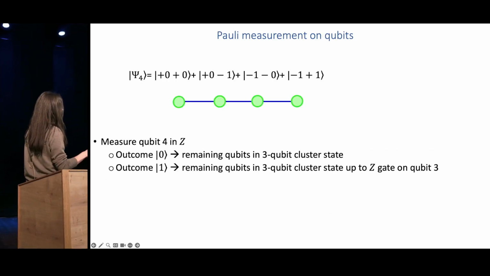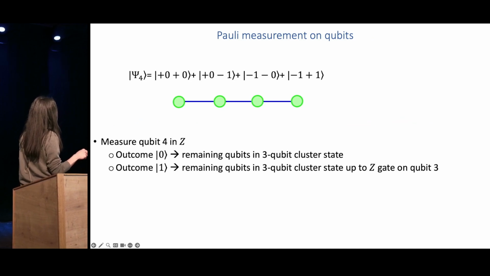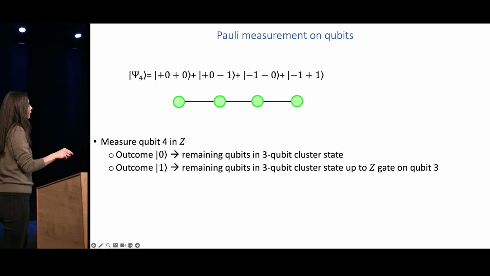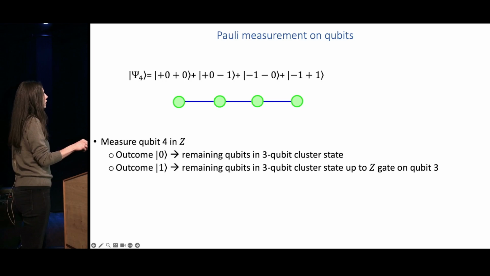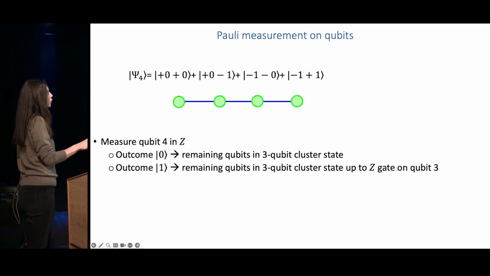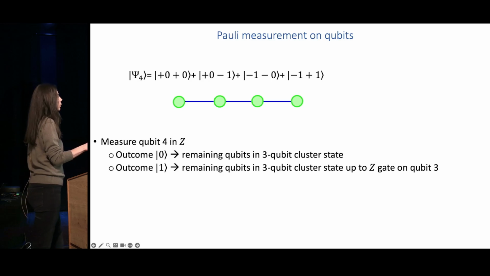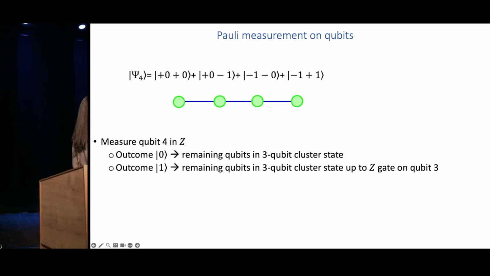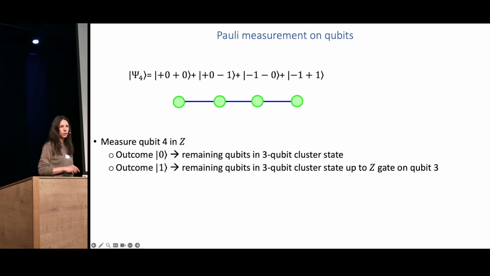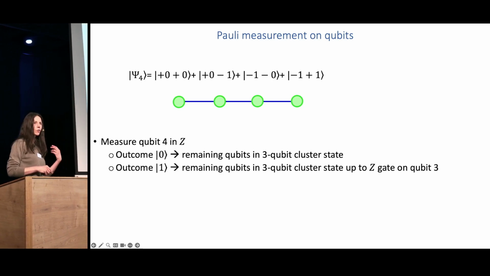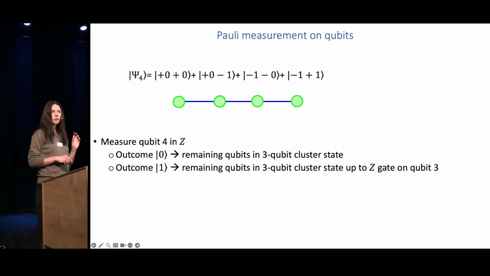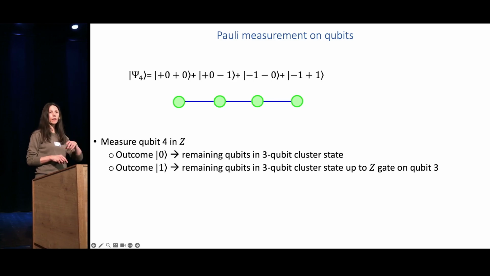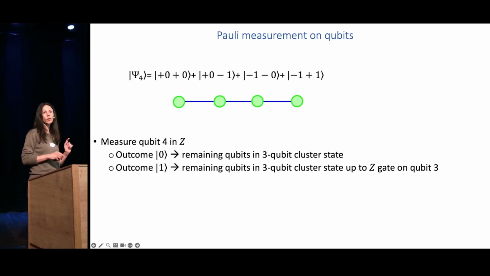And if I get 1 over here, let's see what I get. Then I get the second plus the last term, which is plus 0 minus, plus minus 1 plus. It's almost a linear cluster state up to a Z gate on qubit 3. So this is reminiscent of teleportation, right? I make a measurement that has a probabilistic outcome, and then I can go and correct to get exactly the state I was aiming for. It's very similar.